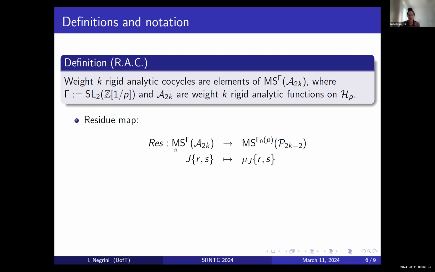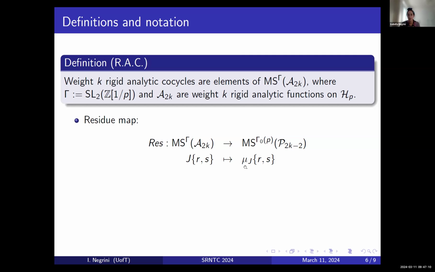And for rigid cocycles, the residues are given like this. If you have a cocycle J, which is a modular symbol, meaning you can evaluate it at a pair of cusps r, s, then you send it to another modular symbol with r, s. The image: you take the residues of analytic functions, because J(r,s) will be an analytic function. There's a way to define residues on the p-adic upper half plane. And then you end up with polynomials if you take the residues, a bit like when you take the period polynomials of modular forms.